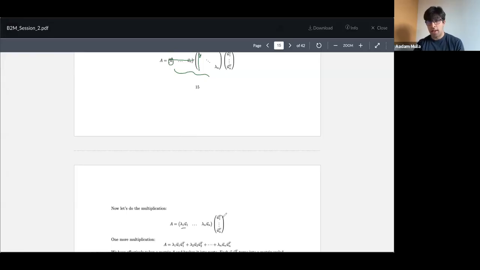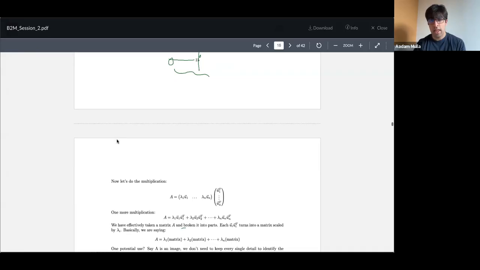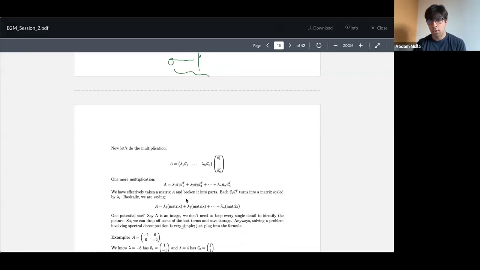And then we're going to dot it with this last part, one more multiplication. And then we get this result, right, that we're doing lambda 1 times eigenvector 1 times its transpose, plus lambda 2 times eigenvector 2 times its transpose, right? And if you notice, eigenvector times its transpose in general is going to give us a matrix actually.